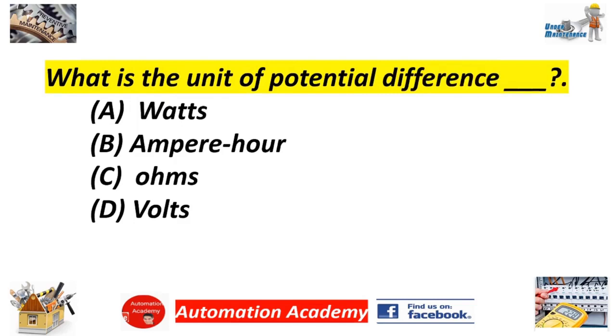What is the unit of potential difference? A, watts, B, ampere hour, C, ohms, D, volts. Answer, D, volts.